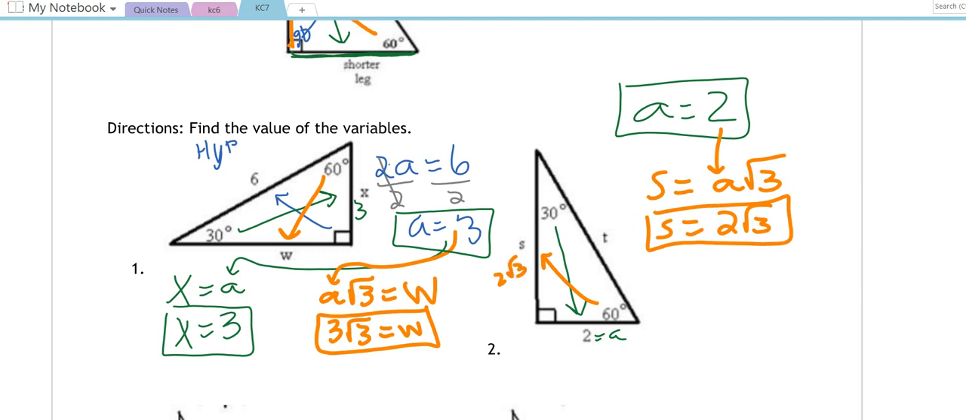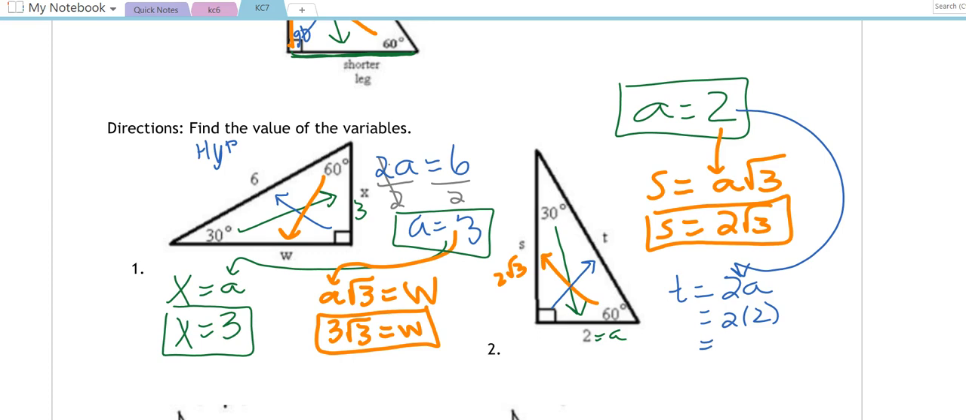To find my hypotenuse, which is always across from the 90, which is T. And in this case, our hypotenuse always has to equal 2A. I'm going to take that 2 again, substitute it in here, which would be 2 times 2. And our hypotenuse, oops, did I miss something?